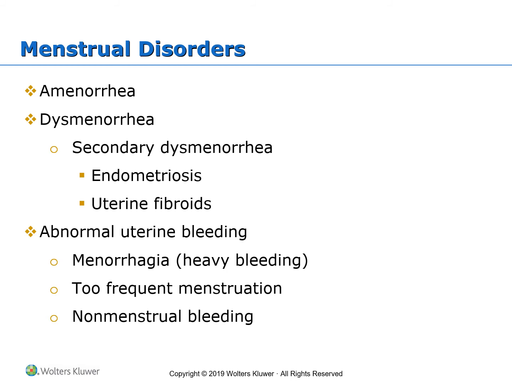We have what is called abnormal uterine bleeding, and that can be an excessive menstrual flow, called menorrhagia, or too frequent menstruation and intermenstrual bleeding, which is called metrorrhagia. Any of those may lead to anemia and may call for intense and very specific medical attention.